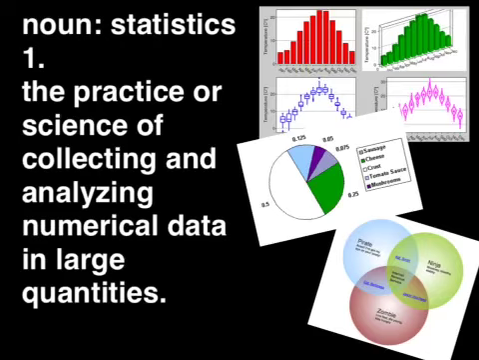So over here we have a definition. Statistics is the practice or science of collecting and analyzing numerical data in large quantities. Wow, that's pretty wordy. So basically what this means is that we're taking a lot of data, which is information about the world, about something specific, and that data has to be numerical in nature. So for instance, you might start to measure what is the average age that people live in Bolivia.